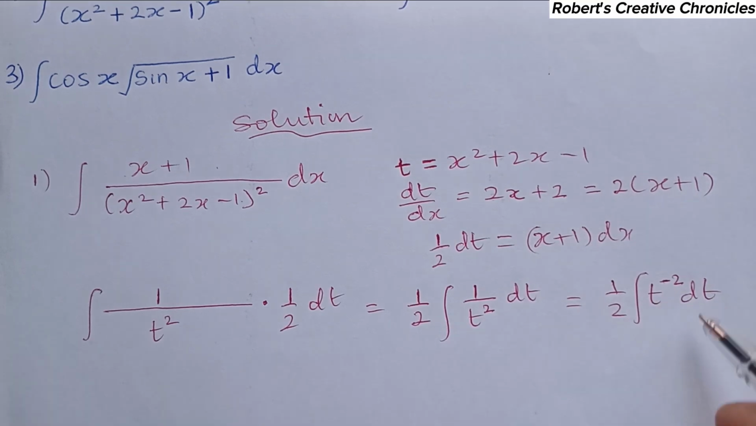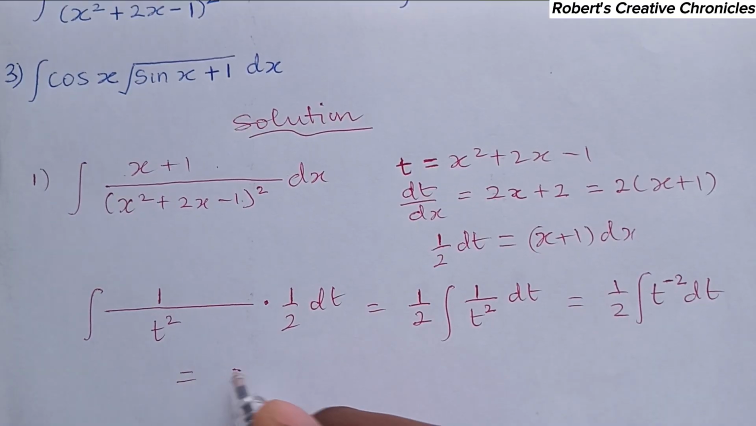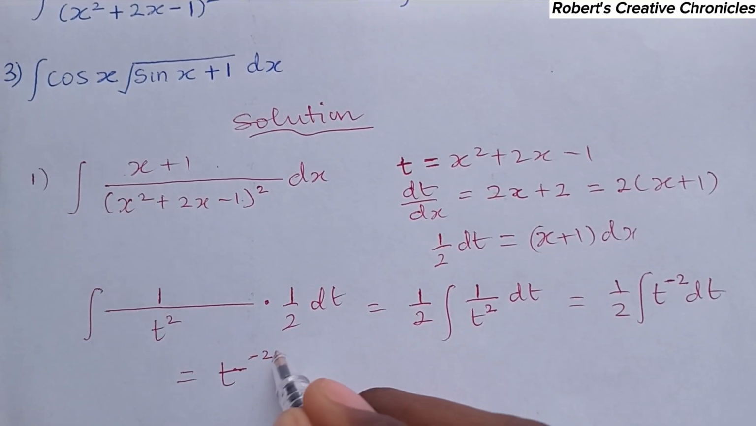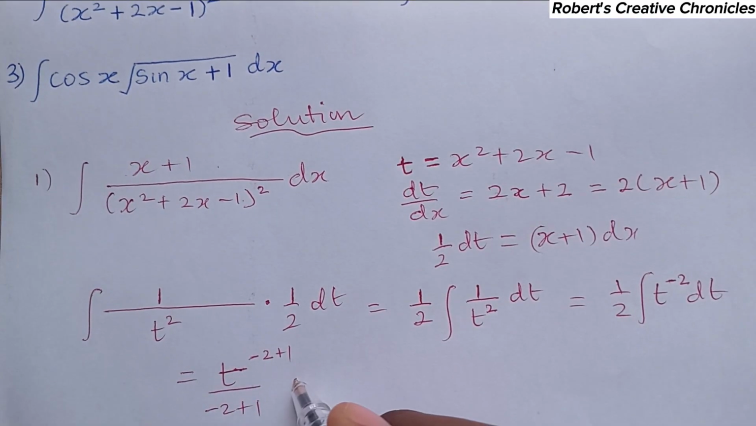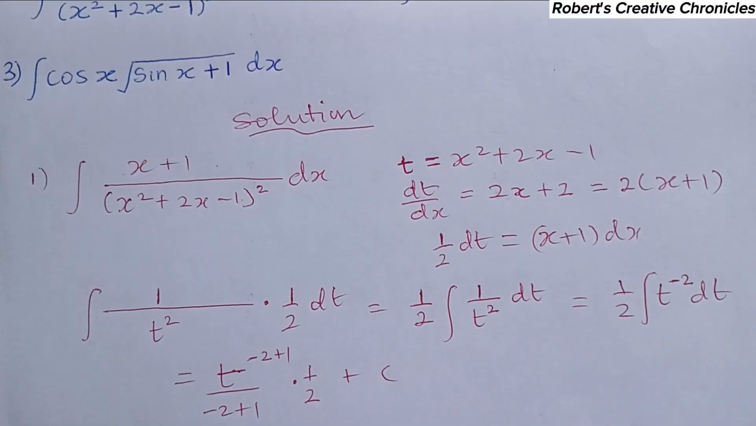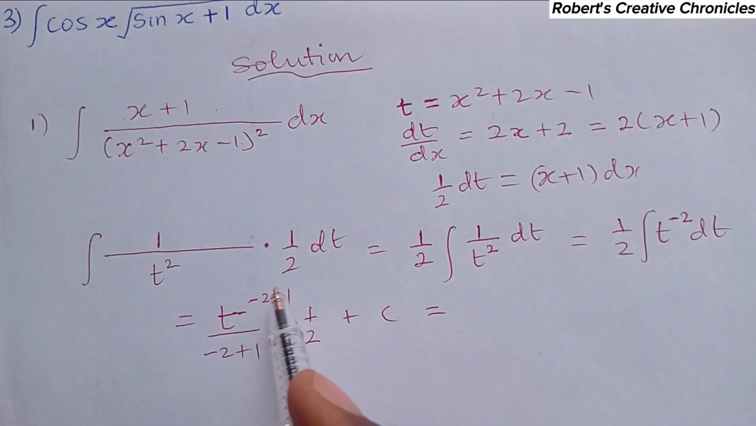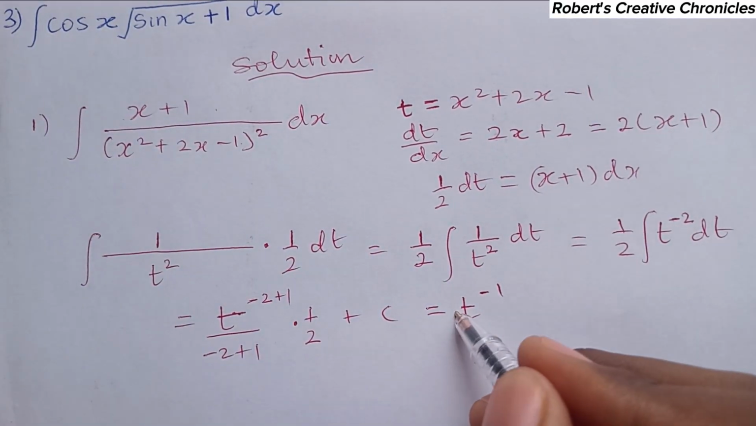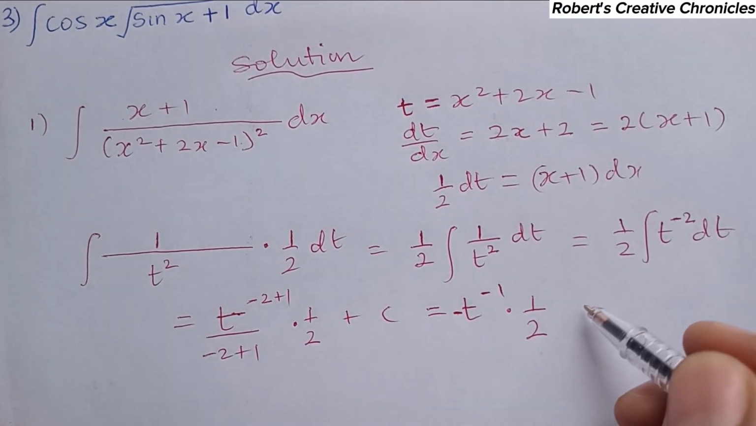So if we integrate t to the minus 2, we'll get t to the minus 2 plus 1 over minus 2 plus 1, then there's this half, then plus c. So now this becomes: minus 2 plus 1 is minus 1. This one also is minus 1, so we can put the minus here, then multiplied by 1 over 2, plus c.